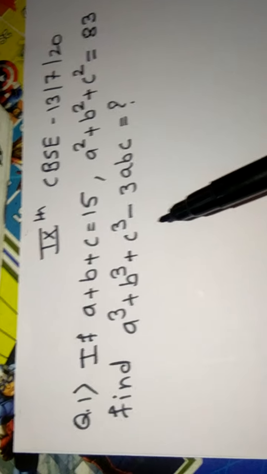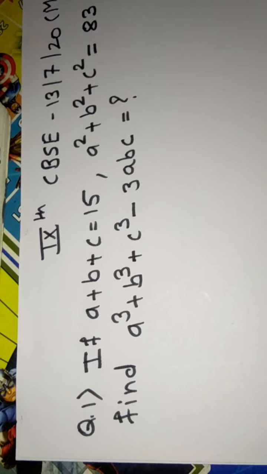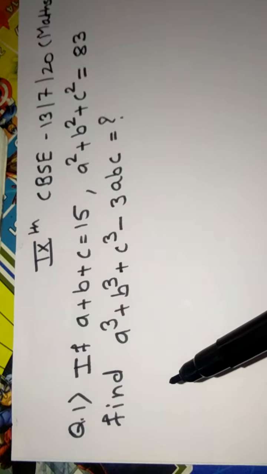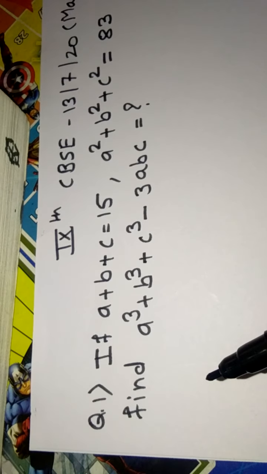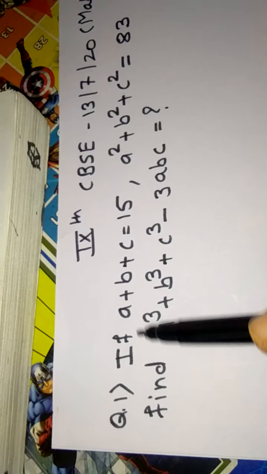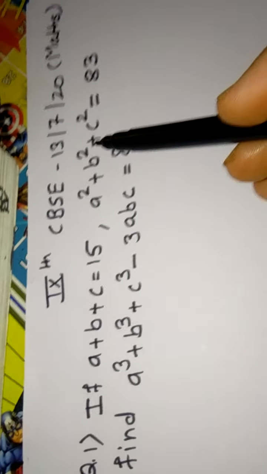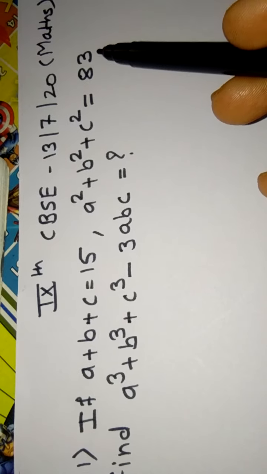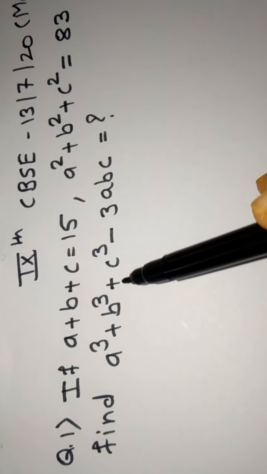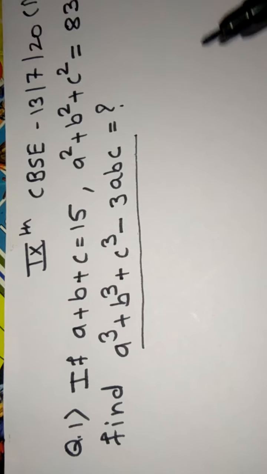Good morning, students. We are taking the problems of the chapter polynomial. We have taken some practice problems, and today also we are going to take some practice problems. See, first example: if a plus b plus c equals 15, a square plus b square plus c square equals 83, then find the value of a cube plus b cube plus c cube minus 3abc.